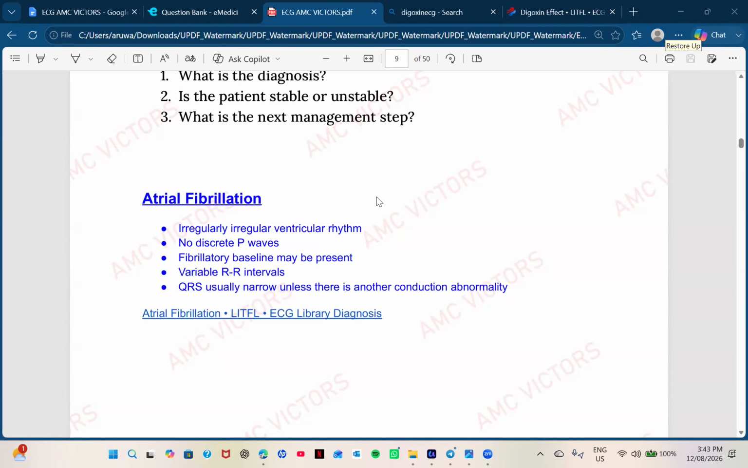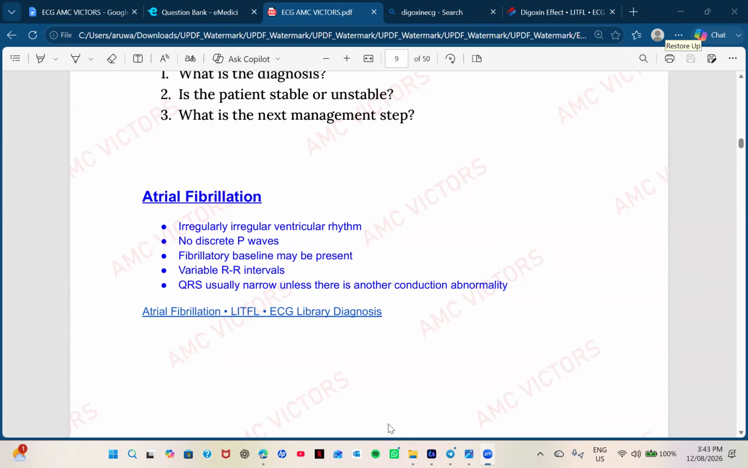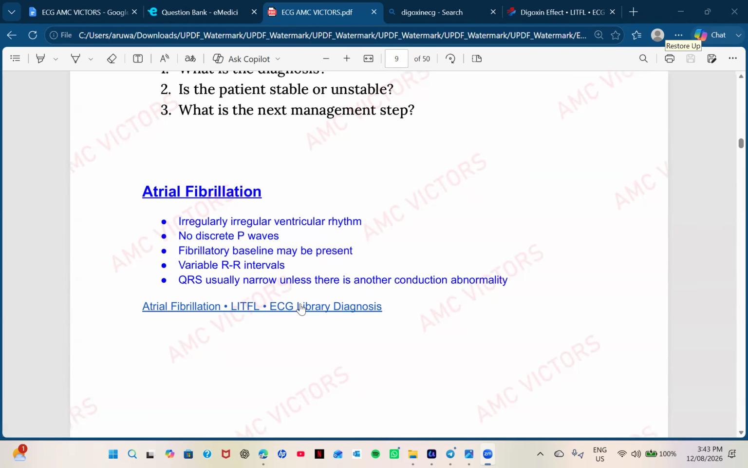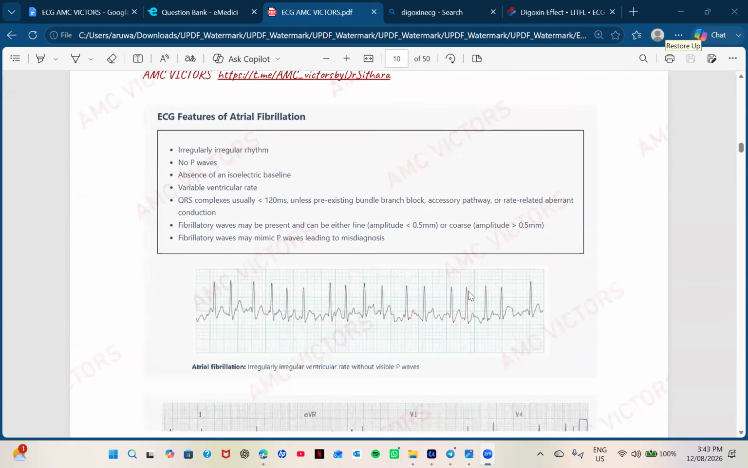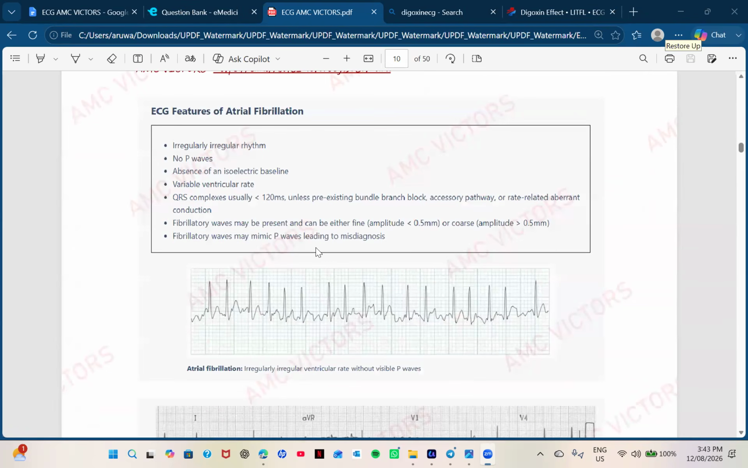And what are the other things you need? There's no P wave, right? P wave is absent, right? And there can be fibrillatory waves, right? Then variable RR intervals. QRS is usually narrow unless there are other conduction abnormalities. Irregular rhythm.